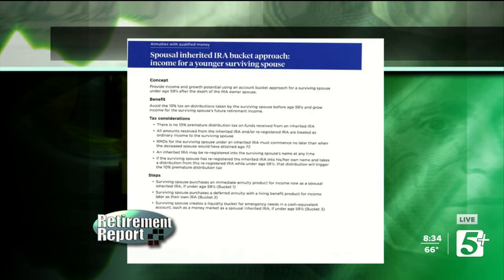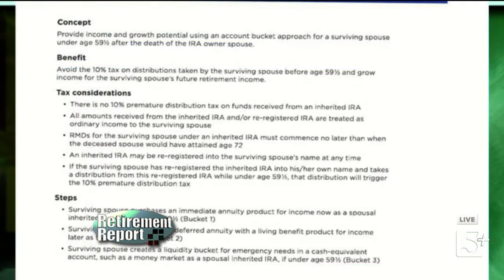Now this is a tricky one, because most times we're going to roll that IRA into the surviving spouse's name, so it's going to become their IRA. Now the downside of that is if the surviving spouse is under 59 and a half, and she needed income from it, there's going to be a 10% penalty for taking money out prior to 59 and a half. So to avoid that 10% tax on distributions taken by the surviving spouse before age 59 and a half, and to grow the income at the same time for their future retirement income, this is one way that we can do that. So tax consideration, there's not going to be a 10% premature distribution tax on those funds.